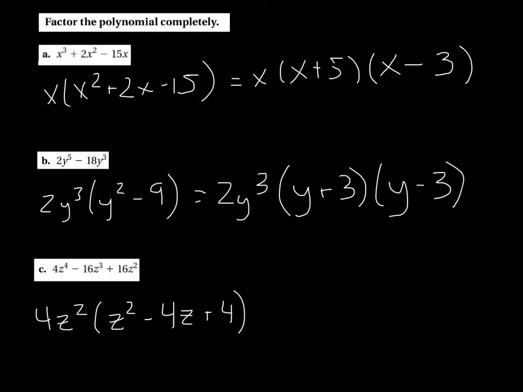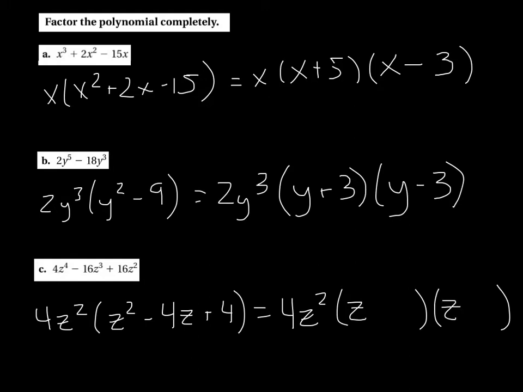For the last one, C here, our common monomial is 4z squared. Once we factor that out, we're left with z squared minus 4z plus 4. And this in the parentheses is a perfect square trinomial. So once we factor that down, the 4z squared stays on the outside. Let's set up our parentheses. And since this is a perfect square trinomial, we're going to have the same thing squared. So we're going to have a z in the front, a z in the front.